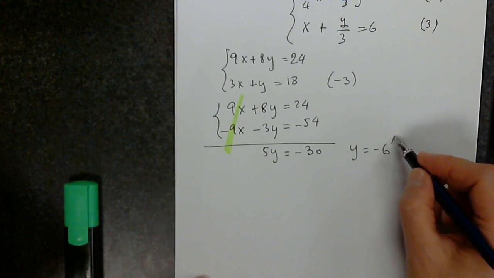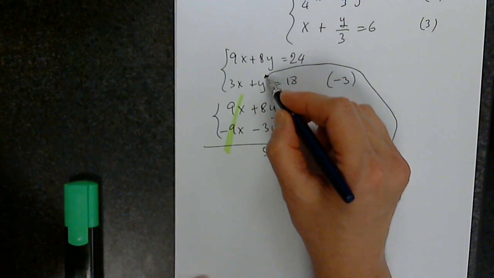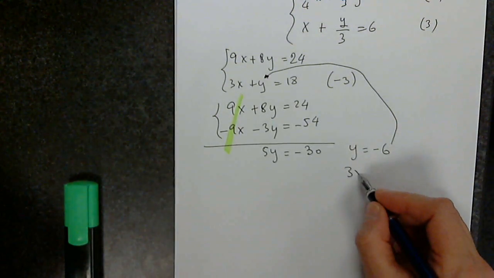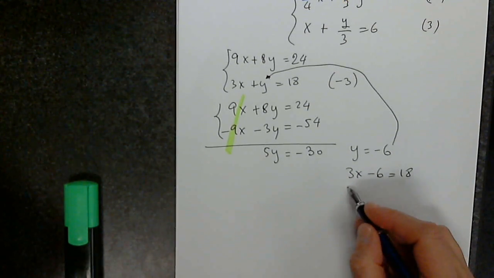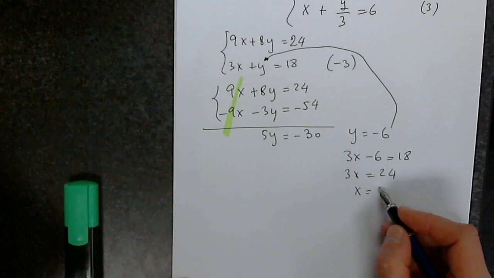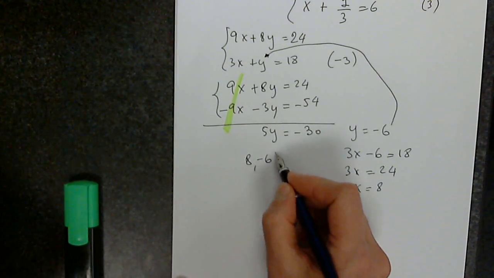-6. Good. So now let's go back to this equation, because we're going to go back to the original problem and check from scratch anyway. So I have 3x minus y equals 18. So 3x equals 24, so x equals 8. That's okay. So 8 comma negative 6.